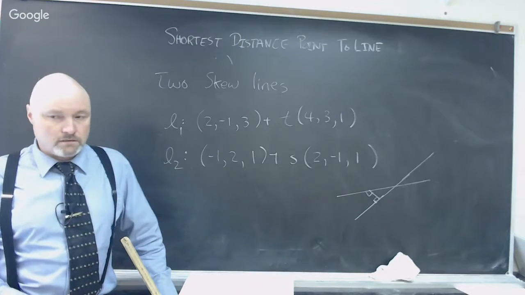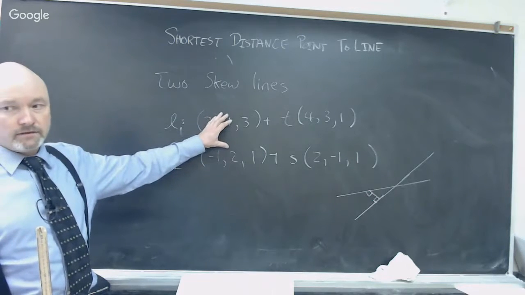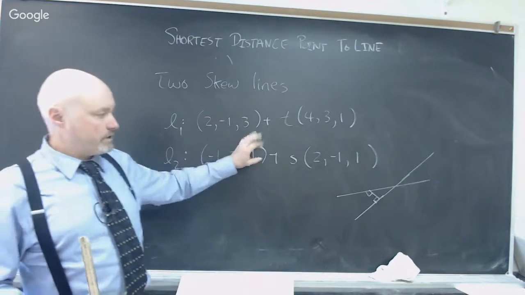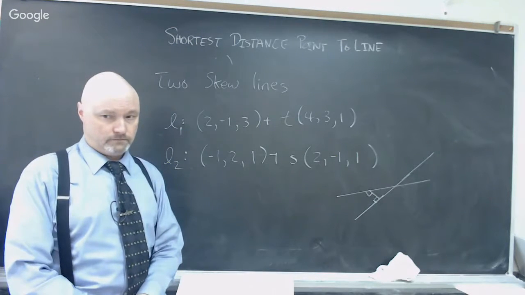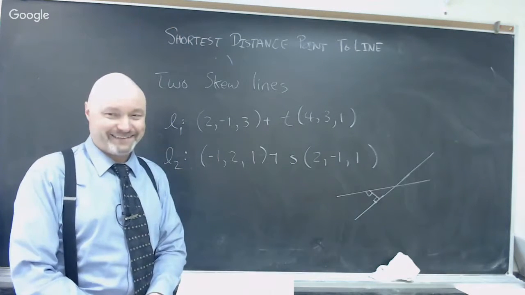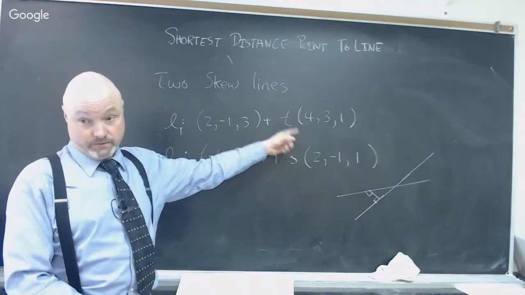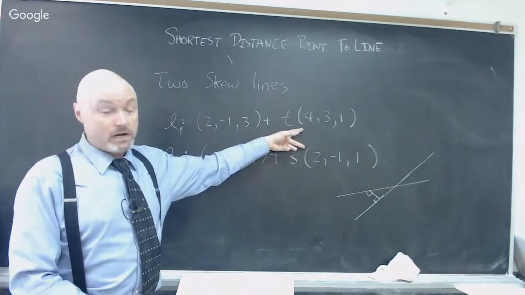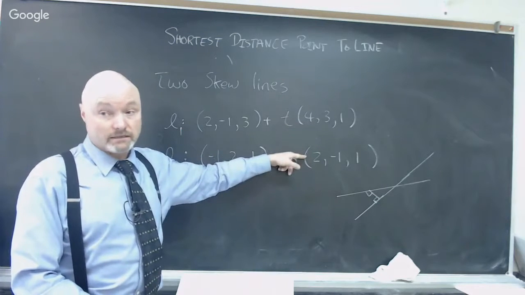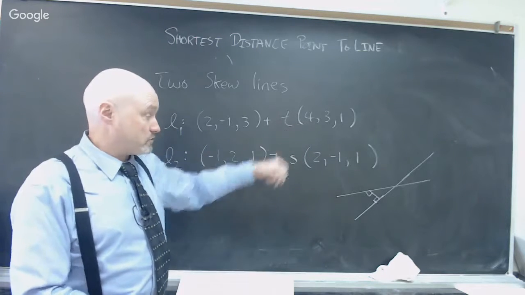So, my question to you, how could I find a vector that's perpendicular to both of these lines? Did you just make the cross product motion? Yeah, that's right. We have a direction vector for each of these lines. And so if I take the cross product of these two direction vectors, basically, I'm going to find a normal vector for those two lines.